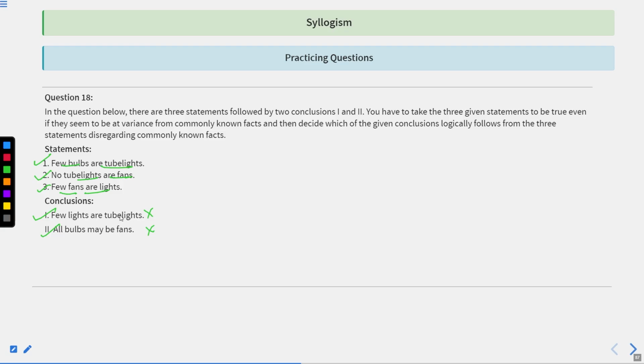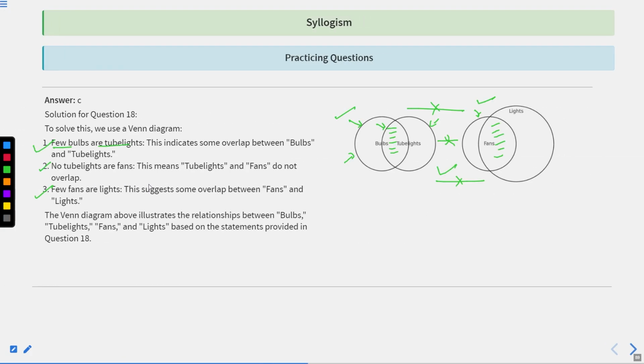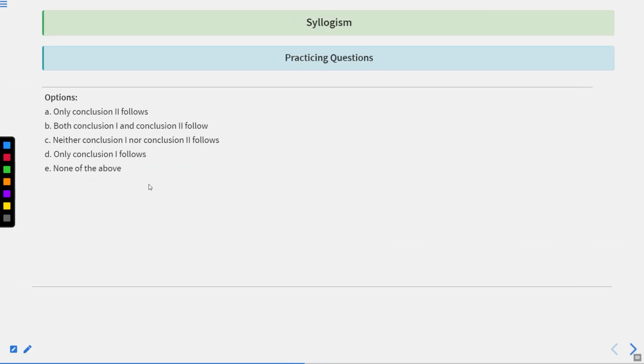Few lights are tube lights: there is no relation between lights and tube lights. So both conclusion number 1 and conclusion number 2 cannot be inferred from the statements provided and the Venn diagram that has been drawn. Therefore, the answer for this question is that neither conclusion 1 nor conclusion 2 follows.